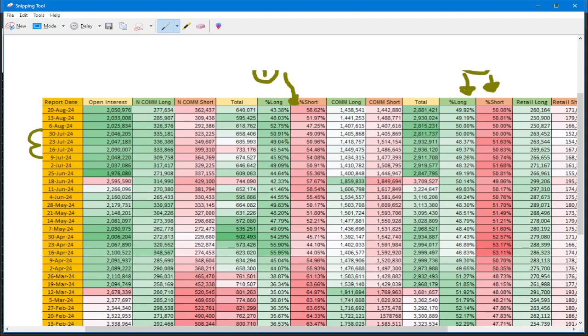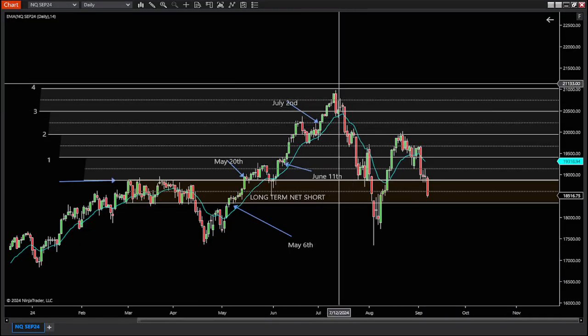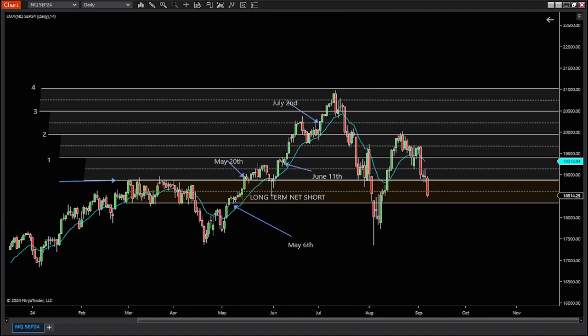We net long, right? What does that mean? That means they're adding longs or they're covering those shorts. They're covering their shorts here. Then price moves down. And the biggest takeaway from this is we know that they were short, they're adding shorts, and then they became net long. You got to take it into consideration.